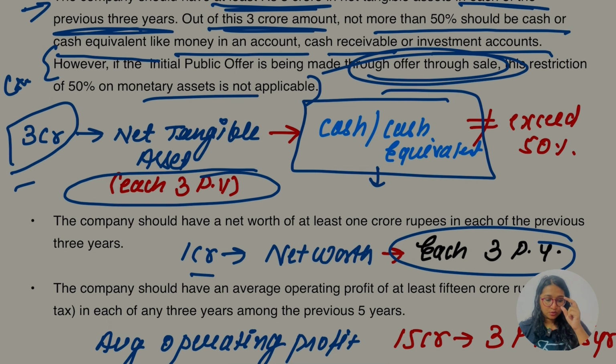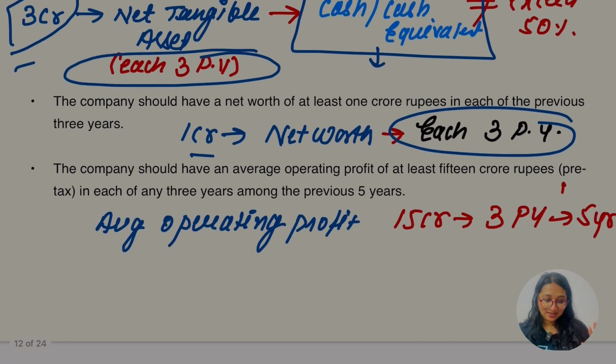ठीक है, so don't confuse them. So yes, first was of net tangible asset, the company should have at least 3 crore past कितना 3 previous year. ठीक है जी, okay. And 50% cash and cash equivalent should not exceed. ठीक है, 50%. Second part they are saying the net worth, the company should have the net worth of what? कितना? 1 crore, and again during this 3 previous year. ठीक है जी, हाँ जी.